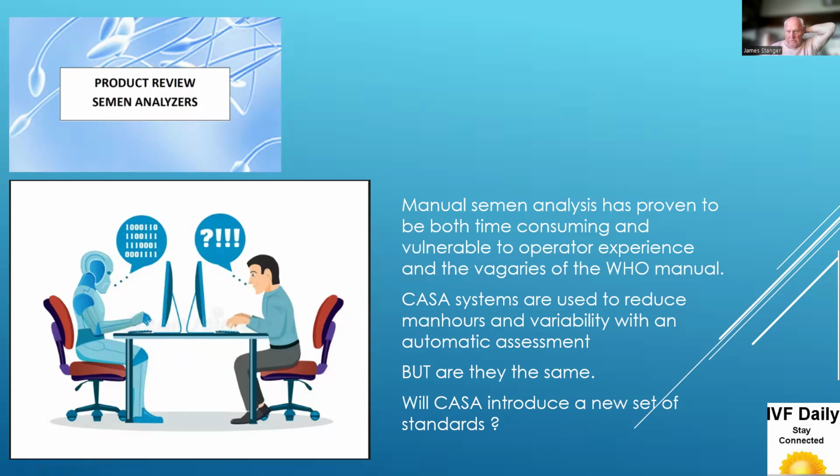The CASA systems were introduced to reduce man-hours and variability with an automatic assessment, focused initially on motility. But are they the same as manual testing, and will CASA introduce a new set of standards?